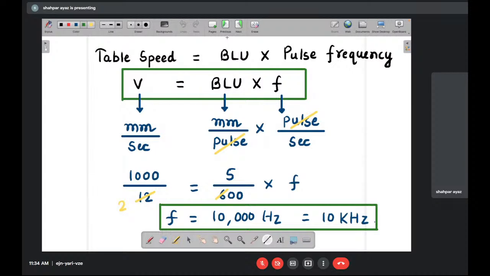Just please let me know in the chat box. Clear, everyone? Shall we move to the next part? Good.